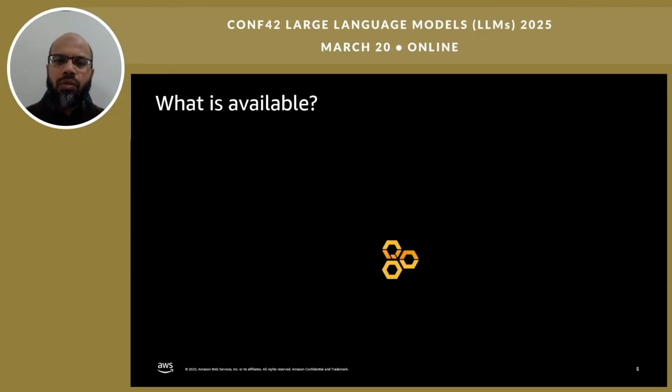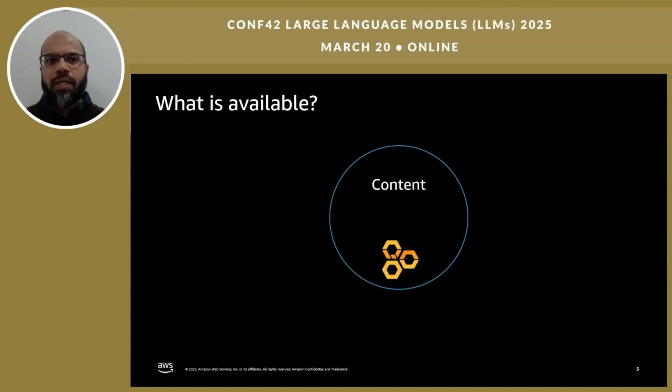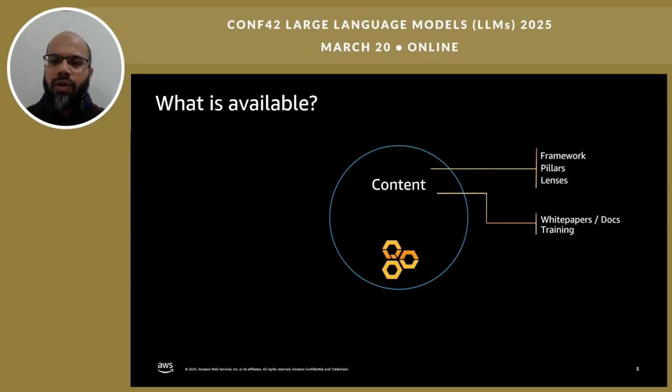There are 3 parts to Wafer framework. First is the content. So the framework with design principles, pillars with the questions and best practices, along with the white papers that gets published on AWS website.